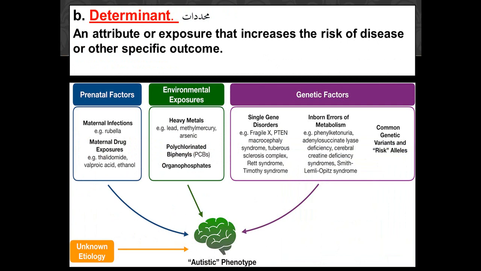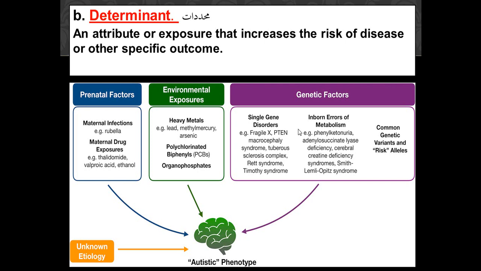Number 2 or B, here we have the determinant, which is an attribute or exposure to certain things that increase the risk of disease or specific outcome. Like here, for instance, a patient with autism. Usually there is unknown etiology, but also there are prenatal factors and environmental factors or exposures that are claimed to cause autism in certain people. Prenatally, like maternal infection with rubella or maternal exposure to certain medications like thalidomide, valproic acid, or here the environmental exposure like heavy metal poisoning, lead, mercury, arsenic, and others. The prenatal factors and environmental factors, maybe we can prevent their occurrence by some intervention. So these are modifiable risk factors.